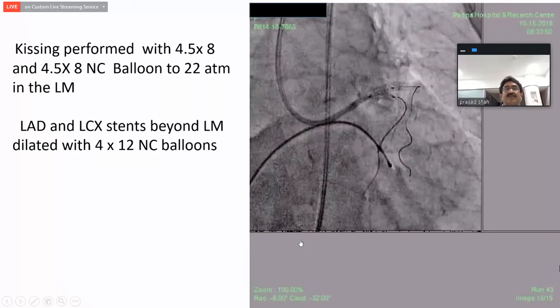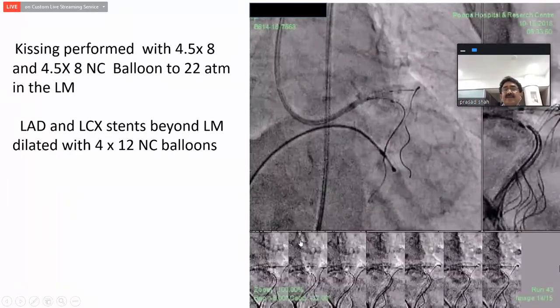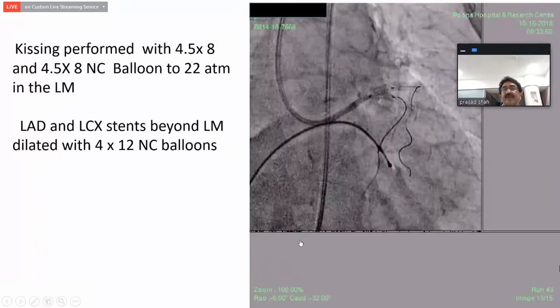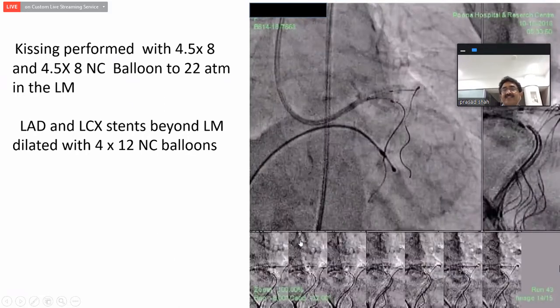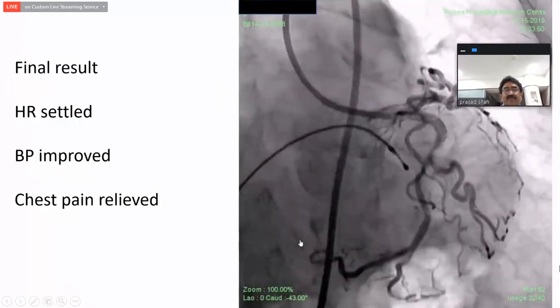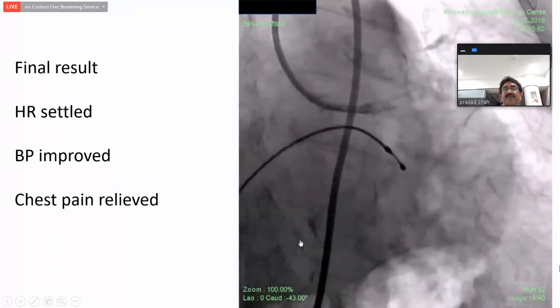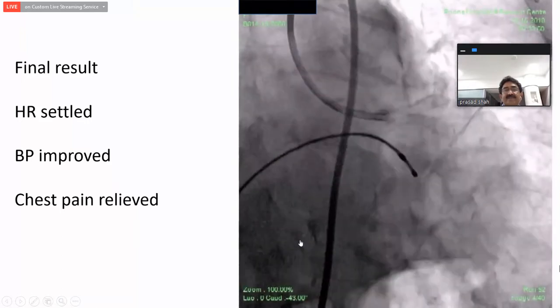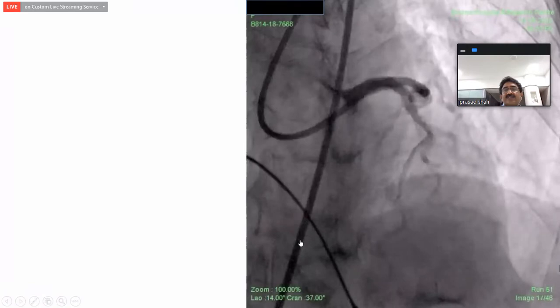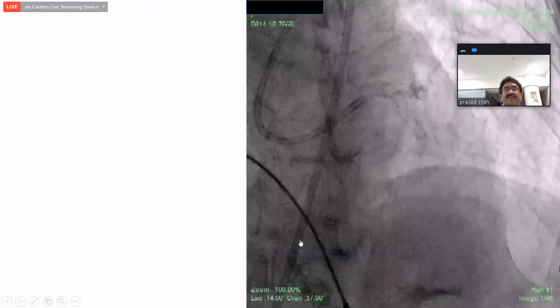Then I removed that balloon, and then I used a 4 millimeter by 12 millimeter NC balloon in the distal part of the LAD and LCX stents to optimize those stents. Post stent deployment, the heart rate settled, the blood pressure improved, the chest pain was relieved. And this was the angio in the two different views.